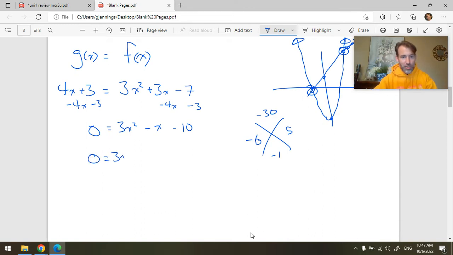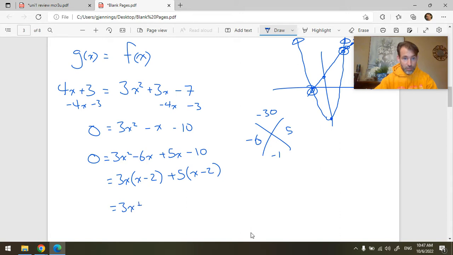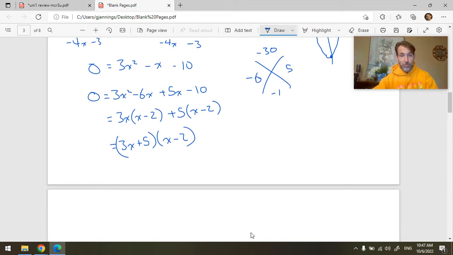0 is equal to 3x squared minus 6x plus 5x minus 10. This will common factor 3x out times x minus 2. And this will common factor 5 out x minus 2. Same binomial factor appears in both places. This is equal to 3x plus 5 multiplied by x minus 2. Cool. Now I can see my x values.